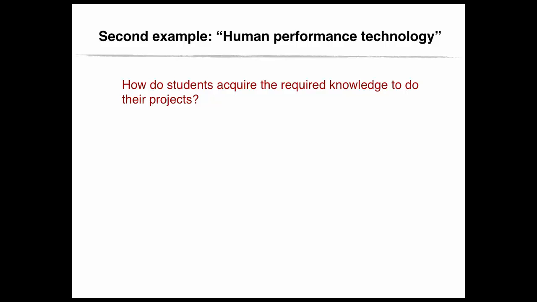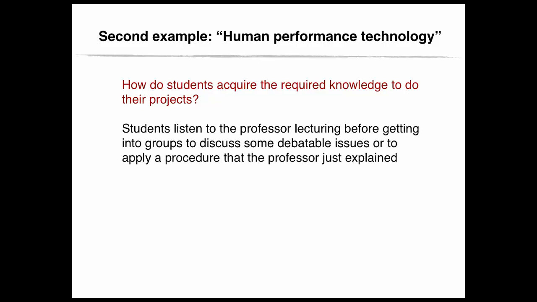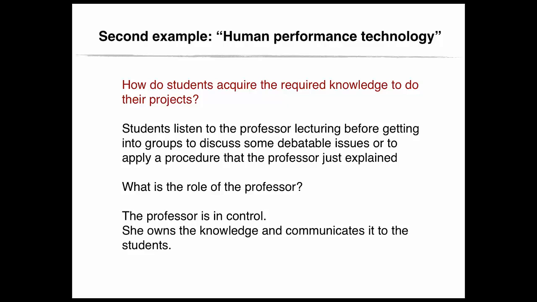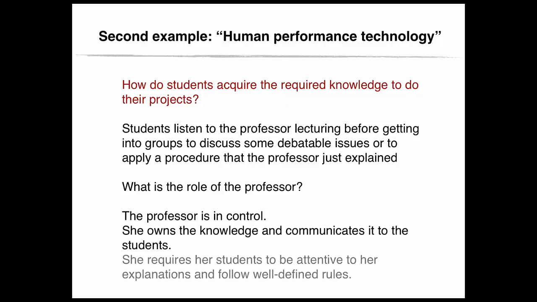As was mentioned before, students listen to the professor lecturing before getting into groups to discuss some debatable issue or to apply a procedure that the professor just explained. And in this context, what is the role of the professor? In this particular course, the professor is in control. She owns the knowledge and communicates it to the students. Although she encourages innovation, creativity, and decision-making, she requires her students to be attentive to her explanations and follow well-defined rules.